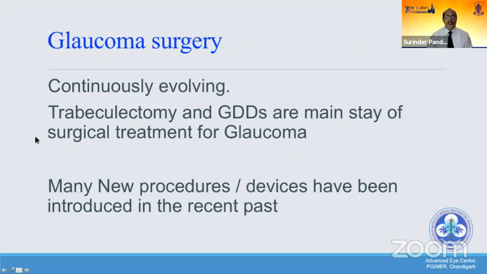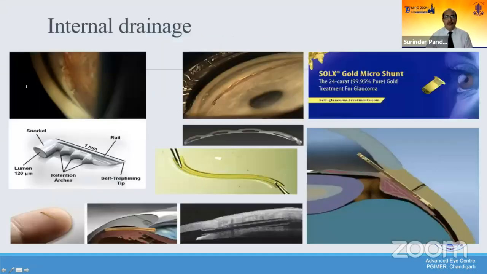Glaucoma surgery is continuously evolving. Trabeculectomy and glaucoma drainage devices are the mainstay of treatment as of now and mostly preferred by glaucoma surgeons. But many new procedures and devices have been introduced in the recent past, and they have shown a lot of promise in controlling intraocular pressure.